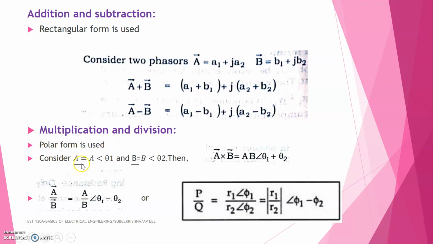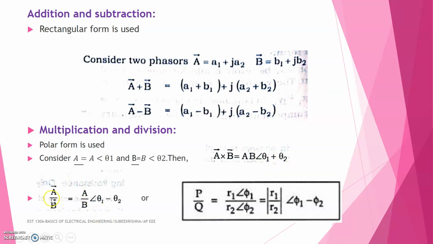And here consider two phasors. Phasor A is equal to A angle theta 1 and phasor B is equal to B angle theta 2. Then we have to find A into B, or A cross B, which is equal to, we should multiply the magnitudes first, that is AB, and then add the phase angles theta 1 and theta 2, that is angle theta 1 plus theta 2. So for performing the multiplication, we should multiply the magnitudes first and then add the corresponding phase angles.